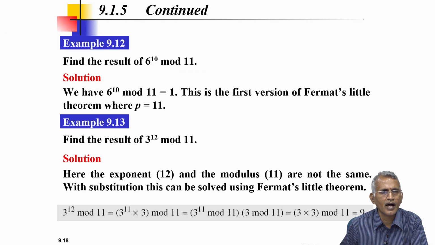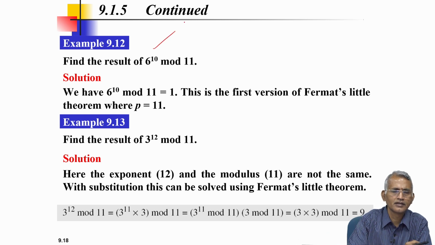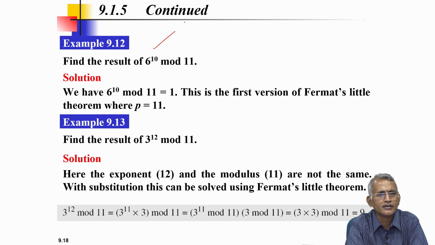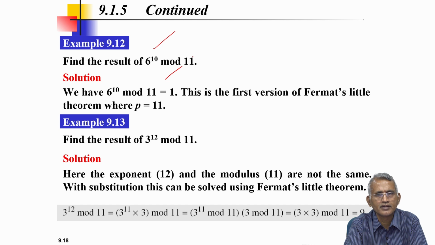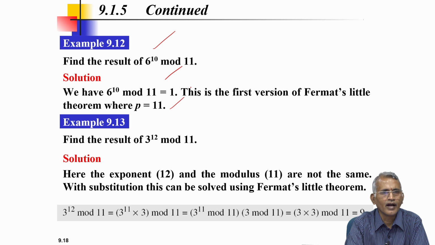From this we have a result. Find the result of 6 power 10 under modulo 11. Now, we have a statement that 6 power 10 under modulo 11 is 1. So this is the first version of Fermat's little theorem, where p is 11. Find the result of 3 power 12 under modulo 11. Here the exponent 12 and the modulus 11 are not the same.